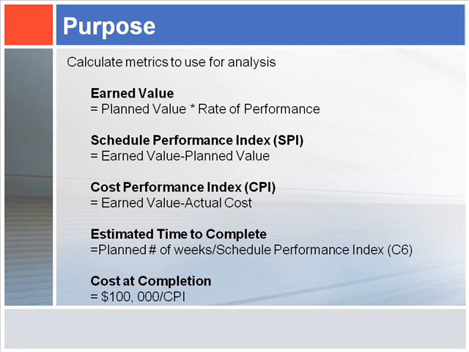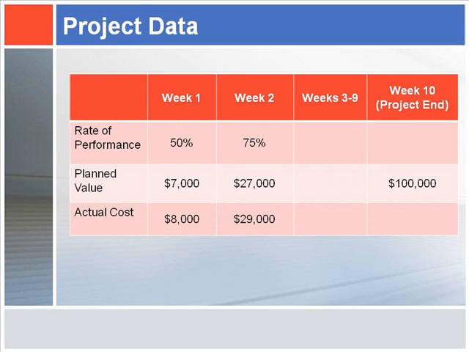Earned value, schedule performance index, cost performance index, estimated time to complete, and cost at completion are all values that will be calculated in the following slides with the said calculations as shown here. From the given data, we are only given data for weeks 1 and 2, and the current project is scheduled to be completed in 10 weeks at a total of $100,000.